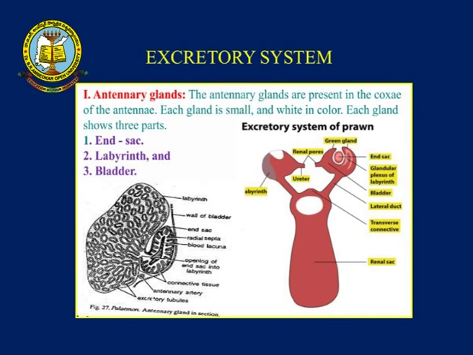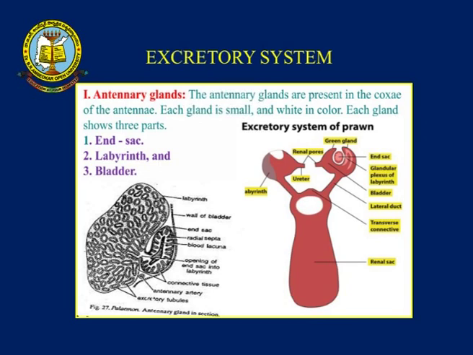So, we will go into the detail of them. Now, coming to the antennary glands. The antennary glands are present in the coxa of the antenna, and each gland is made up of a small, white-colored structure, and each gland shows 3 parts, in the excretory system of the prawn.